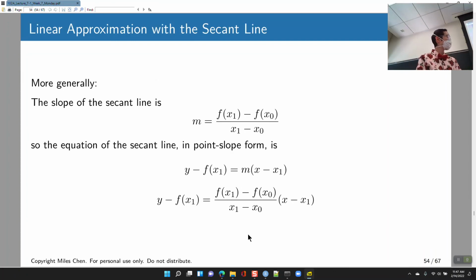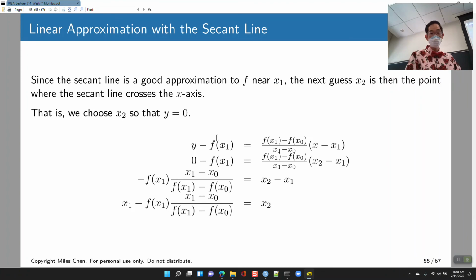And so just more generally, when you find the slope of the secant line, it's going to be the change in y at these 2 locations, x0 and x1, divided by the change in x between x0 and x1. And then if you plug this into point slope form, you get y minus f at x1 equals m times x minus x1. And plugging in this thing for the slope, all right?